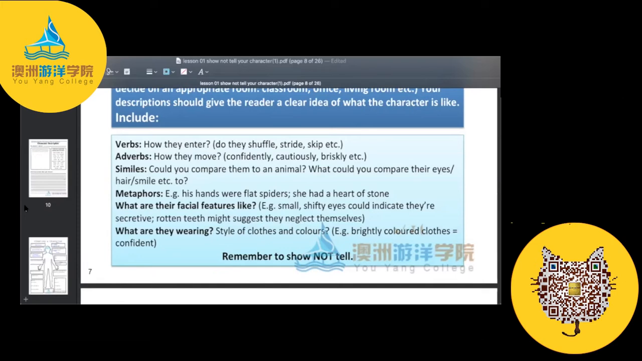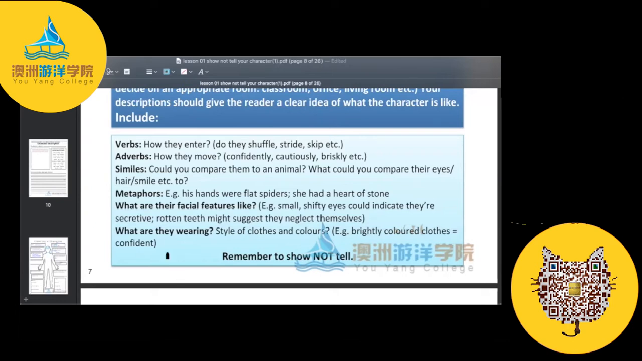E.g., small shifty eyes indicate... Oh, so that's what are their facial features like? Yes. Their rotten teeth must suggest they neglect themselves. Neglect. What are they wearing? Style clothes and highly colored. Adeline, you sound so excited about it.